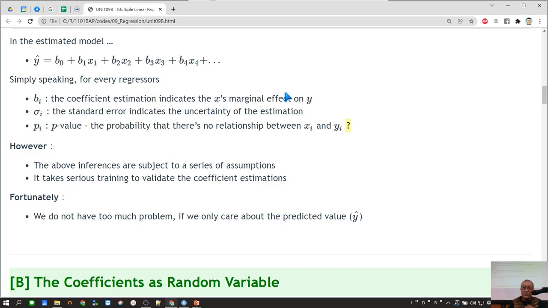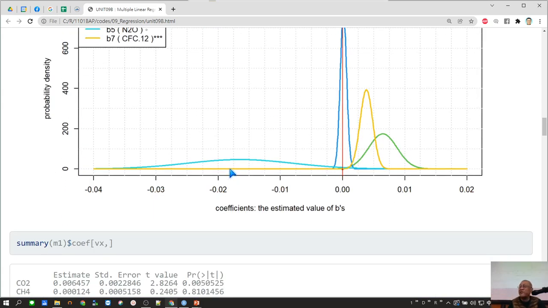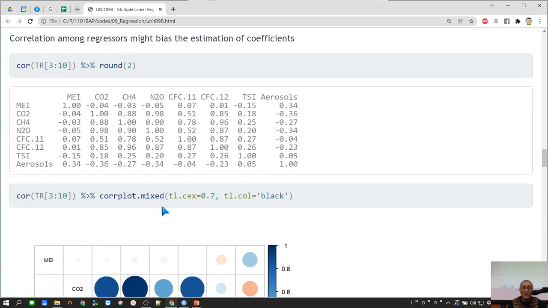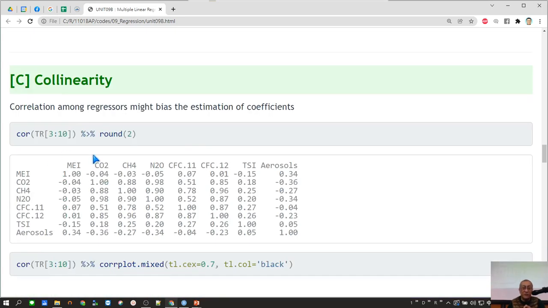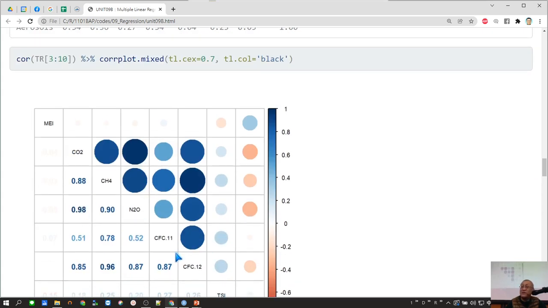So one way to get out of this collinearity problem is to pick out the highly correlated regressors manually, like in this one. It is a good practice: before you do a multiple linear regression, you should do a correlation table, and you can actually visualize your correlation table, okay?